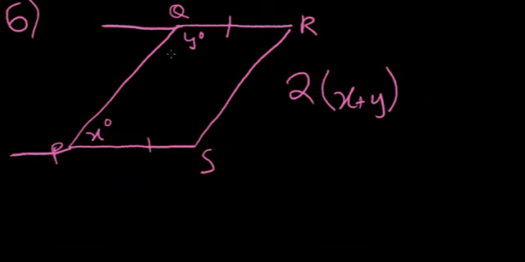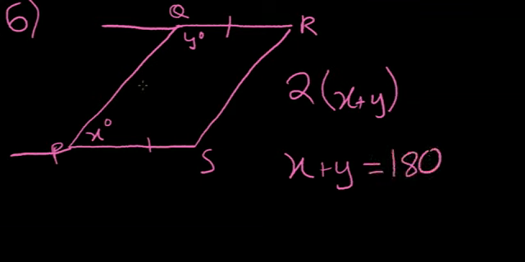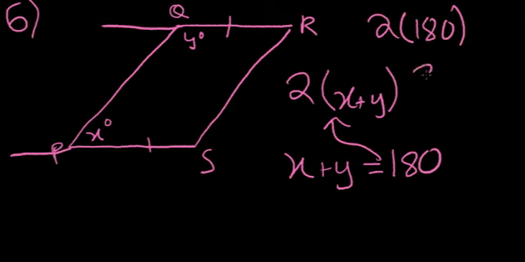It looks like x and y are same side interior angles. So what is the rule with same side interior angles when two parallel lines are cut by a transversal and form these types of angles? If they're same side interior, x plus y is going to be equal to 180. So we found that this is equal to 180, but we're going to try and find this. So it's 2 times 180, which is 360. That is choice E.